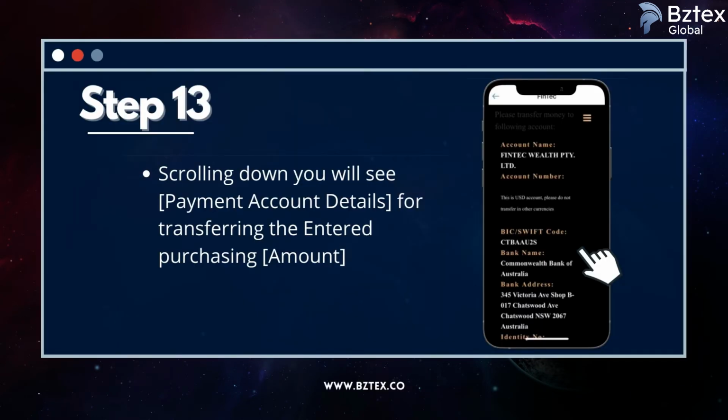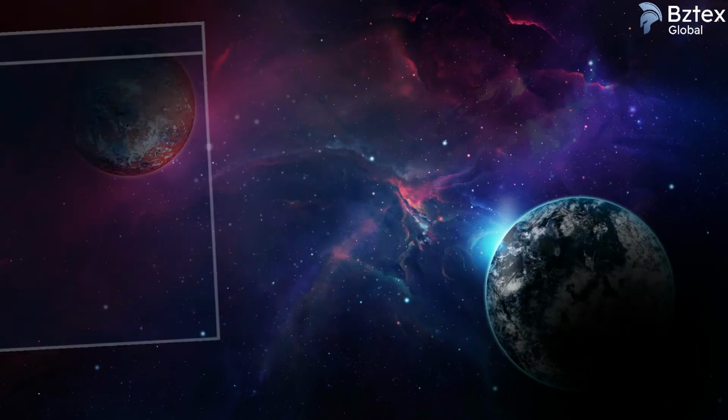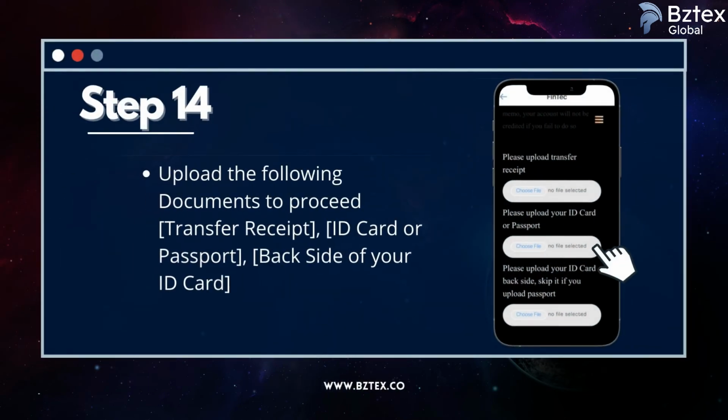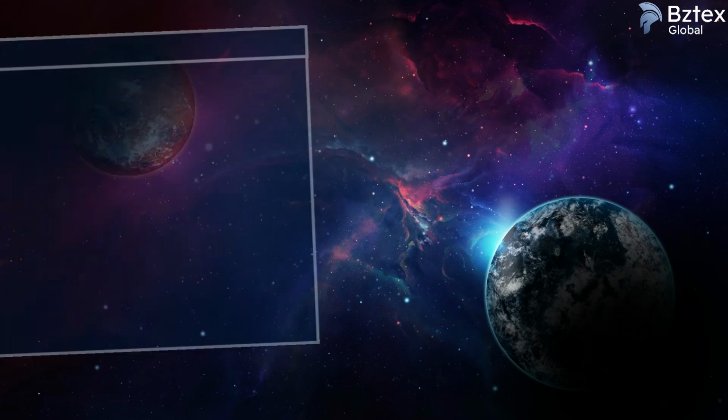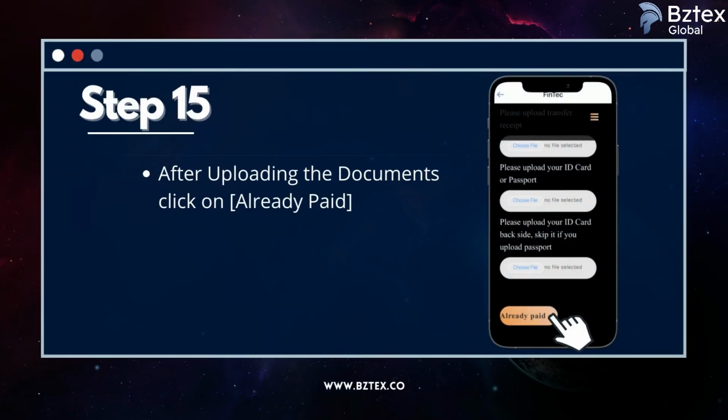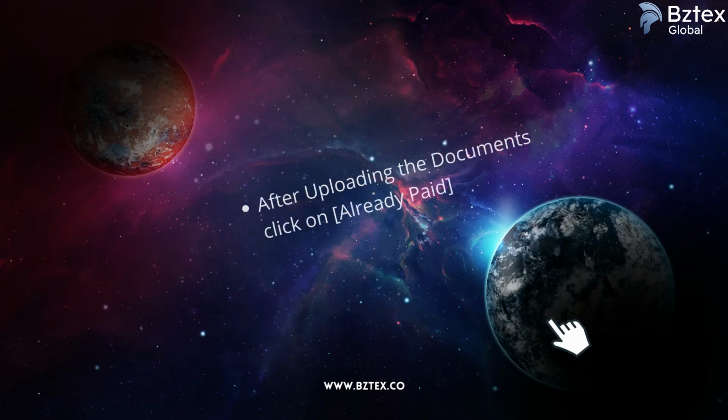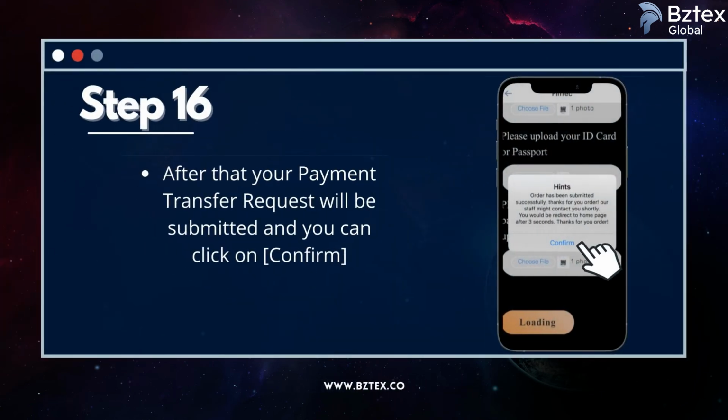Scrolling down, you will see payment account details for transferring the entered purchasing amount. Upload the following documents to proceed: transfer receipt, ID card or passport, backside of your ID card. After uploading the documents, click on Already Paid. After that, your payment transfer request will be submitted and you can click on Confirm.